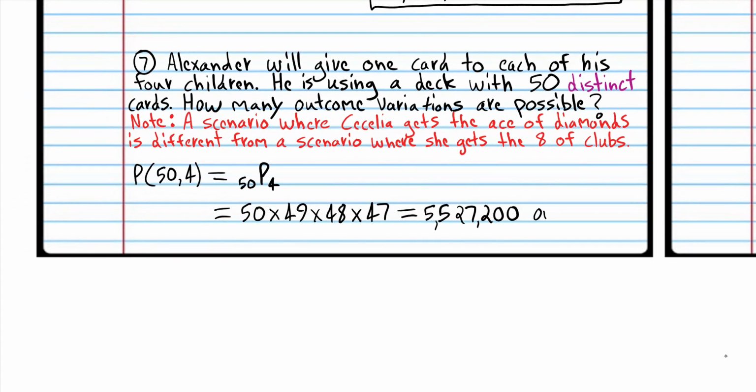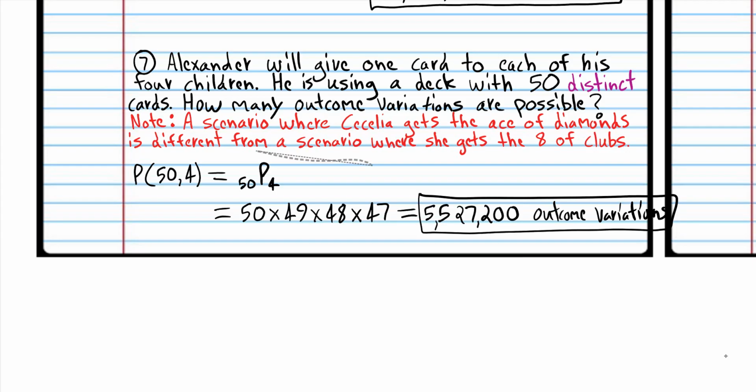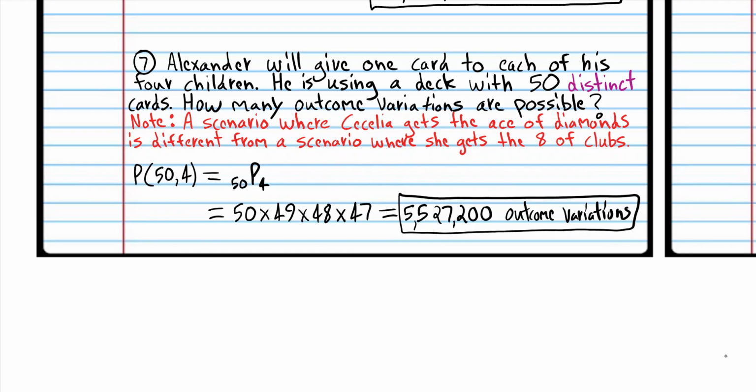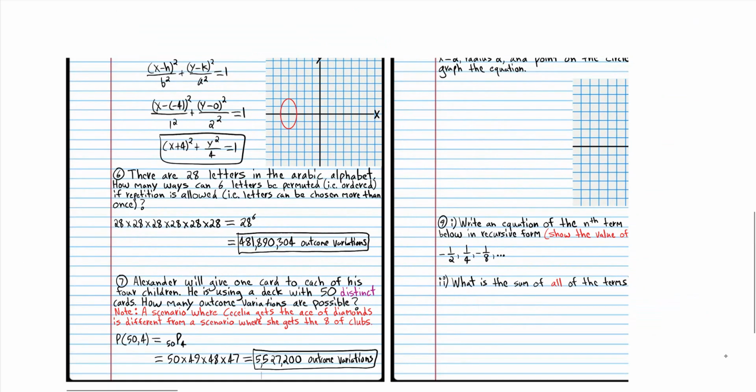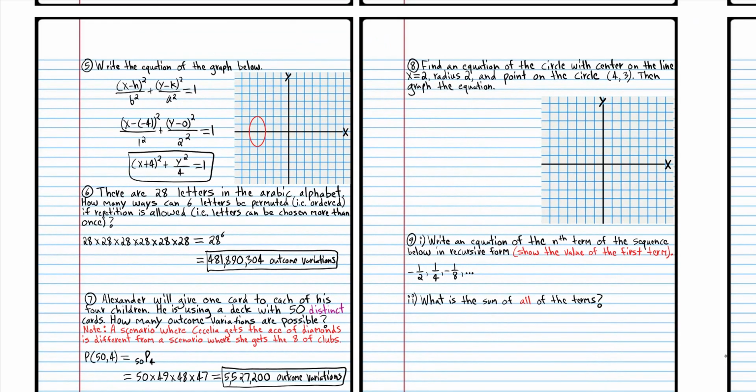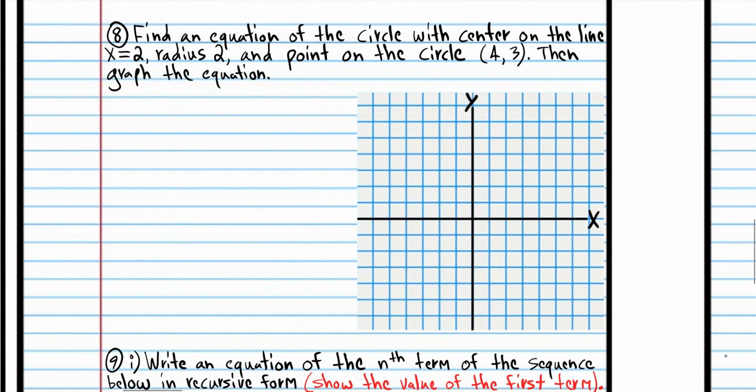So we have outcome variations. If you got that right, good job. Okay, on to number 8. Go ahead and try number 8. When you come back, we'll do it together.